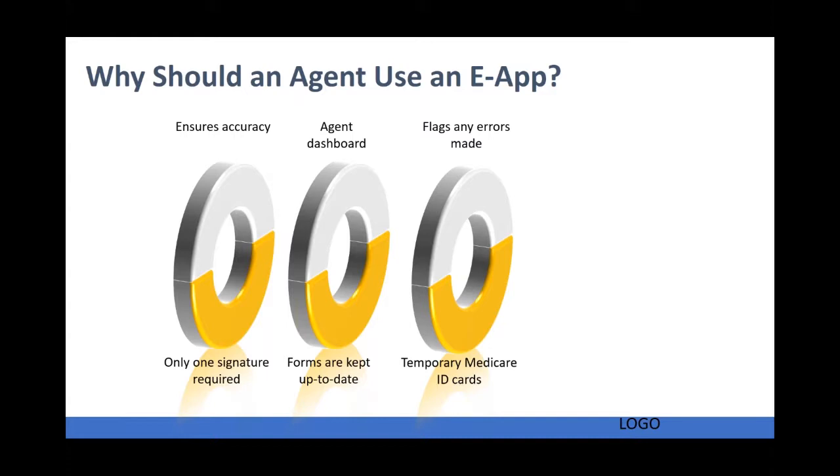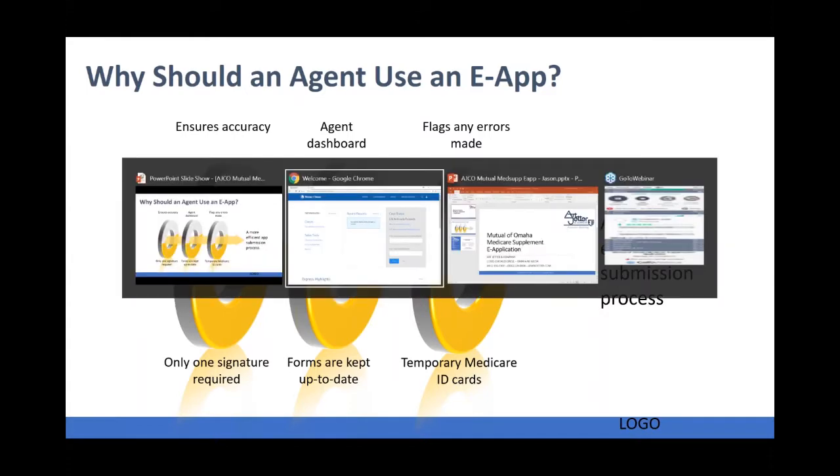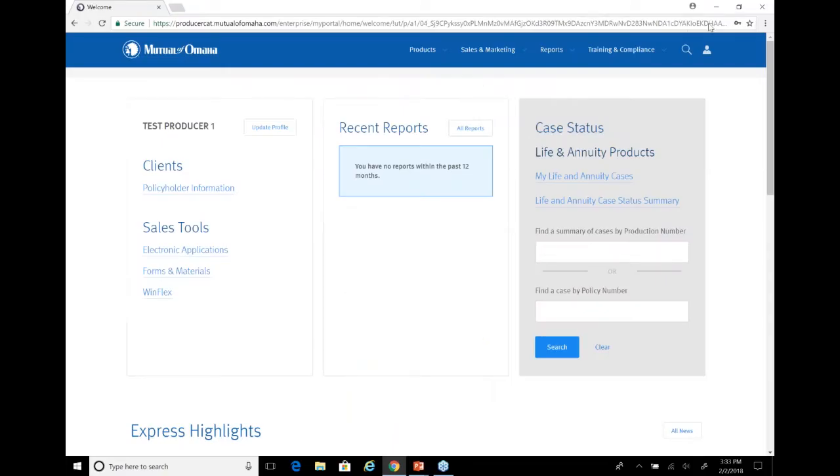So if they have an effective date right around the corner and they have a doctor's appointment that they need to go on, well, they can use their temporary Medicare ID cards first. If it was done via paper, that client will unfortunately have to wait until those arrive in the mail to go on that doctor's appointment. So a lot of great reasons to use an e-application.